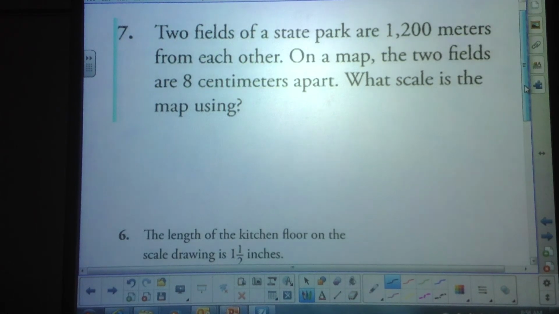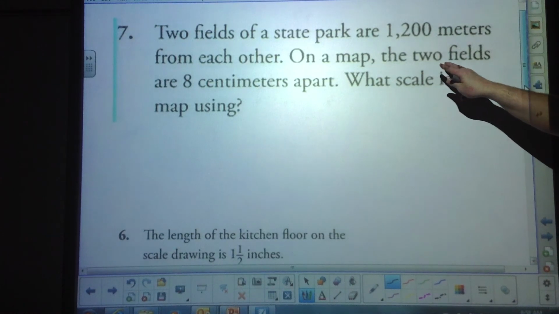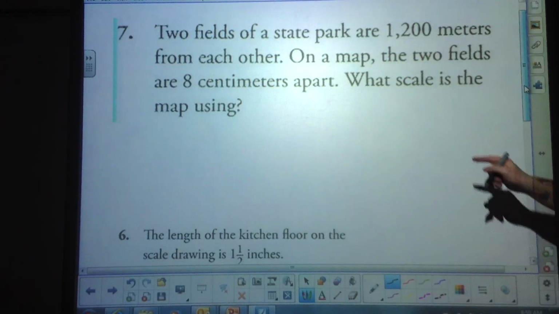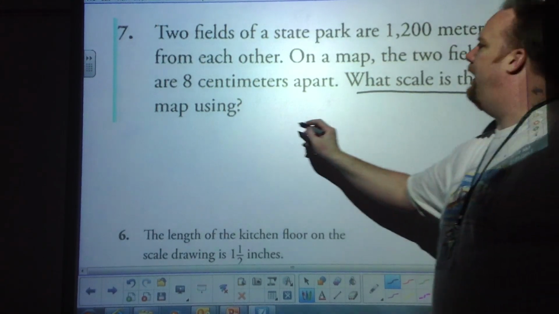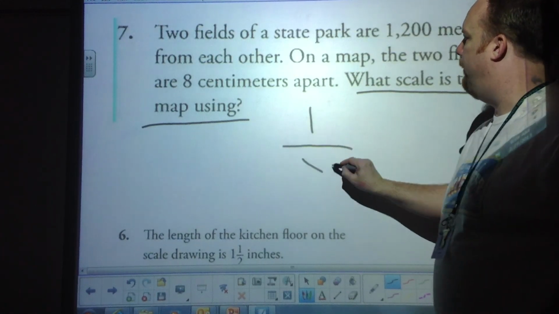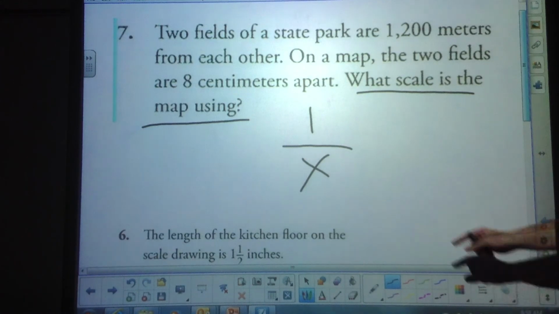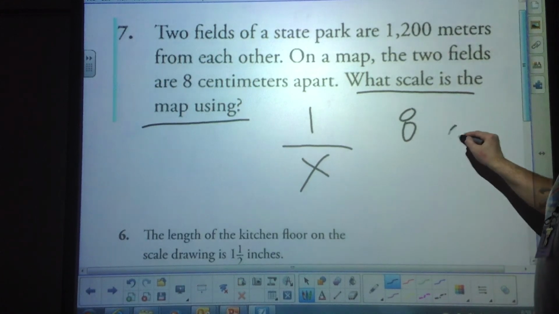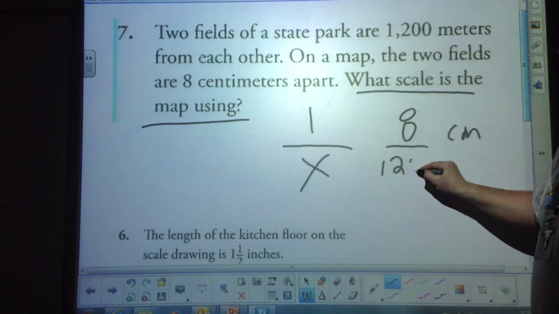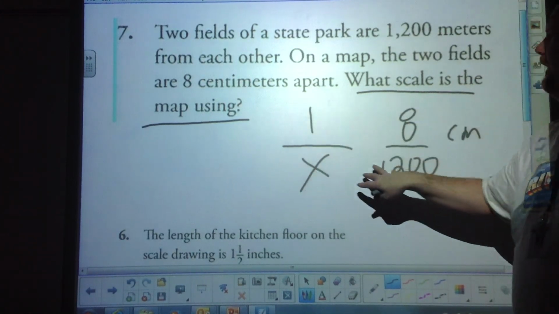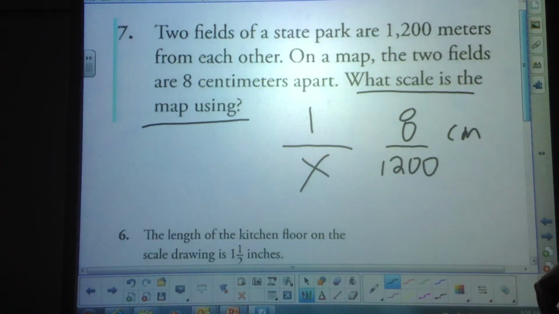Two fields of a state park are 1,200 meters from each other. On the map, the two fields are 8 centimeters apart. What scale is the map using? So again, if I'm asking you what scale is the map using, I'm going to say 1 over something. Well, what are we dealing with here on the map? 8 centimeters equals 1,200 meters. That's all we would have to do. We know these two things. We need to know what 1 centimeter equals. We want to know what the scale is.